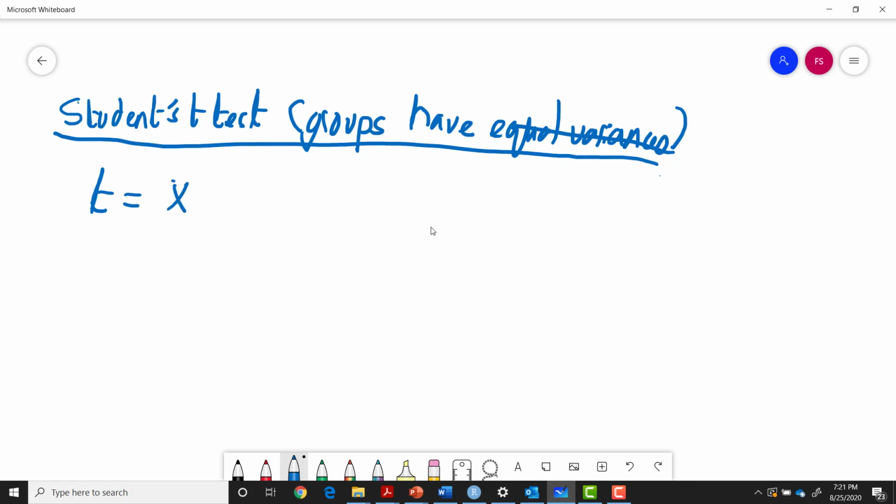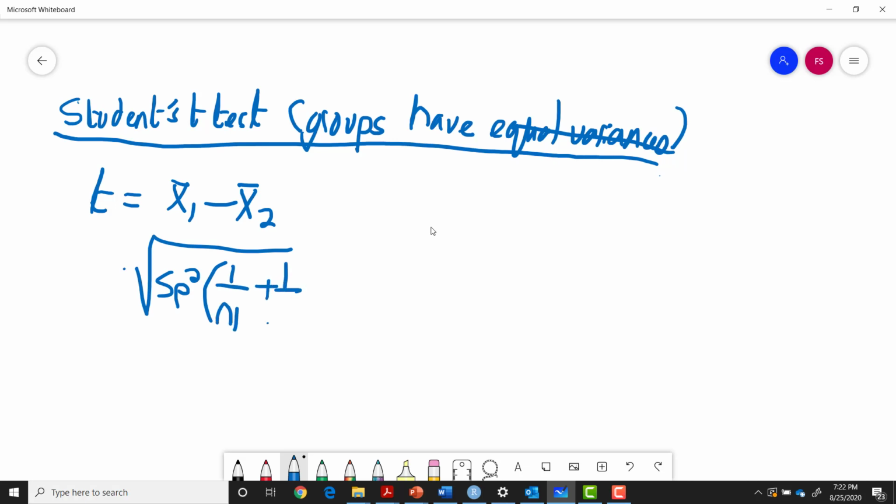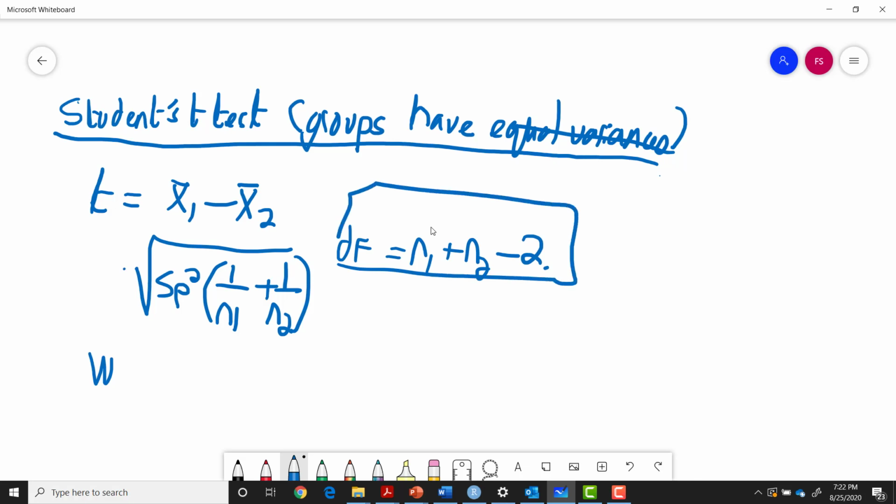But t is x bar 1 minus x bar 2 all over the square root of, this should look familiar from the confidence intervals, sp squared times 1 over n1 plus 1 over n2. So it's essentially the hypothesis test version of the small sample confidence interval we did before. There's also another piece, which is the degrees of freedom of n1 plus n2 minus 2. So when we do the test statistic, we have to calculate these degrees of freedom.